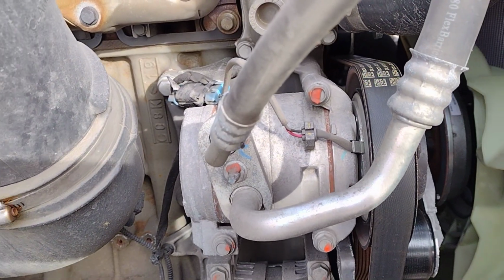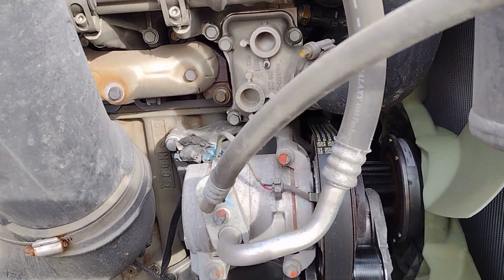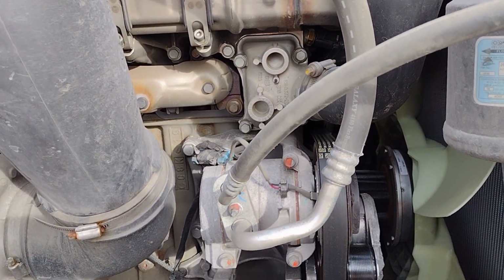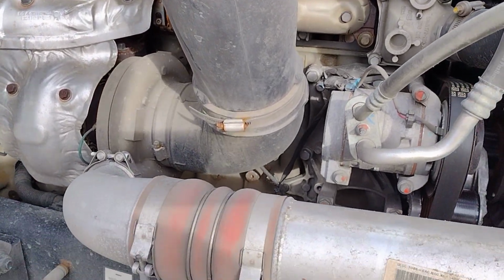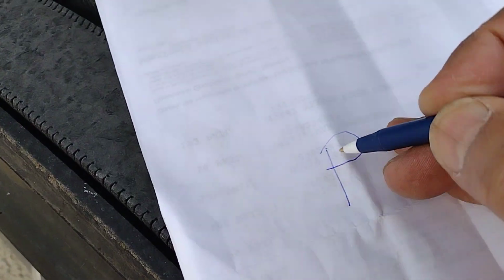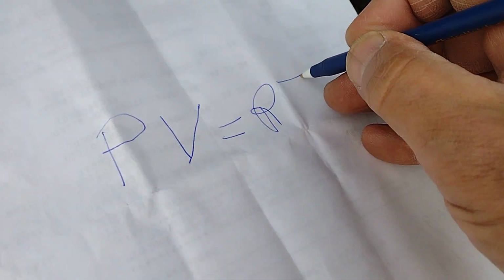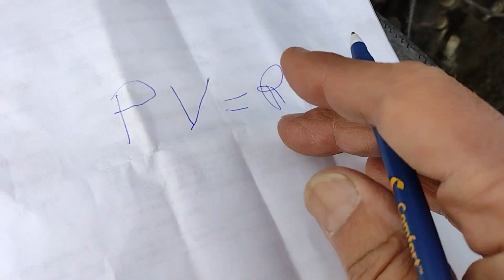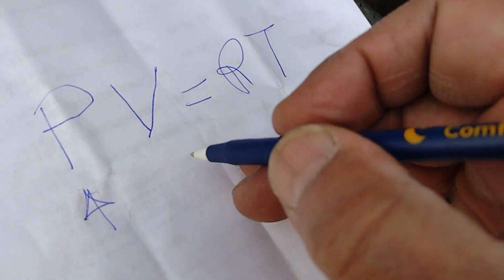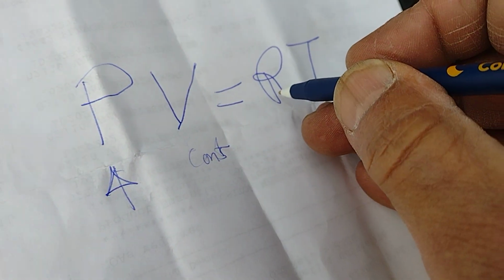So why do you need a compressor to cool the truck? The compressor compresses air. How do you explain using a compressor to cool a truck? Simply, it's what is called Boyle's law. Boyle's law looks like this: the pressure times the volume equals a constant multiplied by the temperature. This is the absolute temperature. So when you increase the pressure with the compressor and you have a constant volume, you increase the temperature because this is another constant.